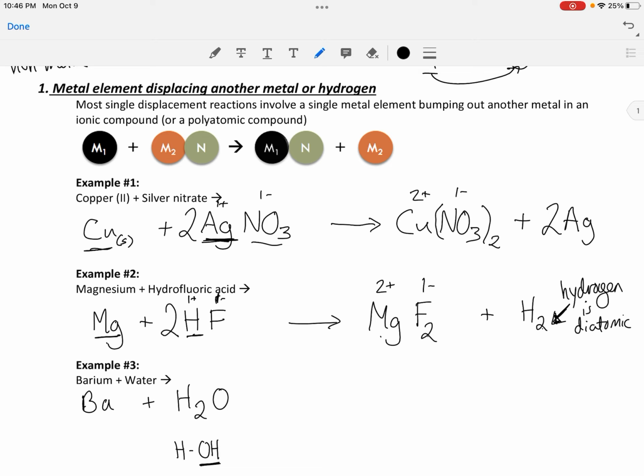Because then what will happen is we can see barium's going to come in and bump out that H, that single H, and steal the hydroxide group for itself.